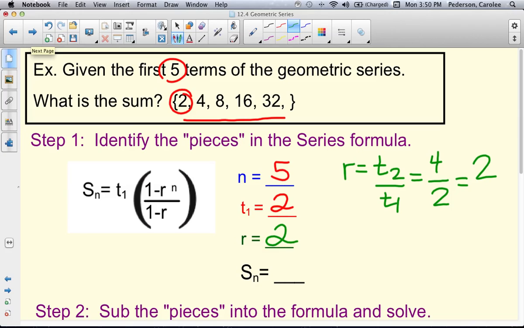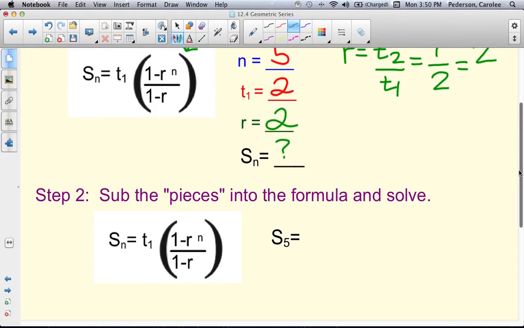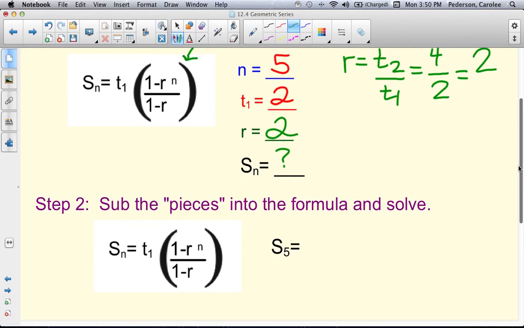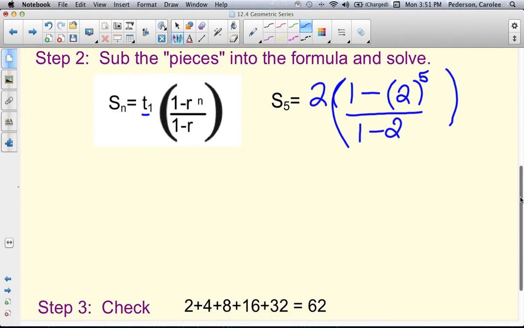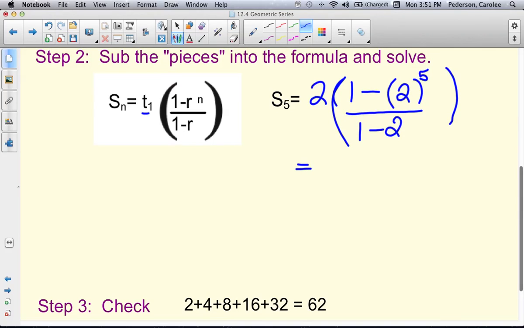And we want to find the sum of these 5 terms using this formula. So now step 2 is to go ahead and substitute the pieces into the formula. So term 1 is 2. 1 minus r. r was 2. Raising it to the 5th power, because that's my n, and then 1 minus r. Be careful on this that you use the appropriate order of operations.